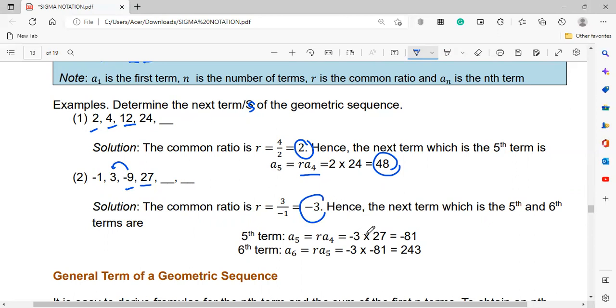Multiply negative 3 to the fourth term, so we have negative 81. Multiply again negative 3 to negative 81, we get 243. Okay, so we notice here alternating signs.